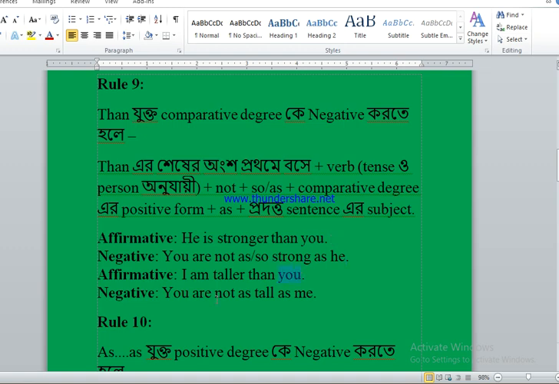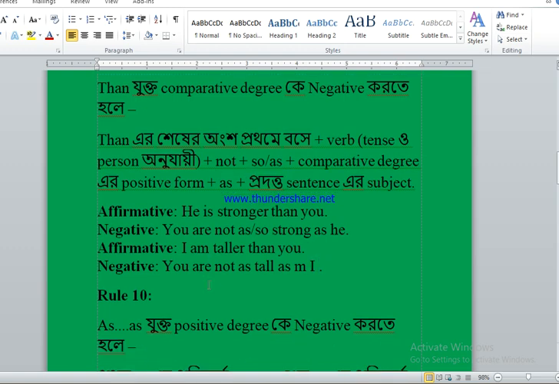First you will take the object of the affirmative sentence as the subject in the negative sentence, then you will use the verb according to tense and subject, that means verb and person, plus not, then you will add as, then you will write the positive form of the comparative degree, taller becomes tall, plus as, then you will use me, that means I.